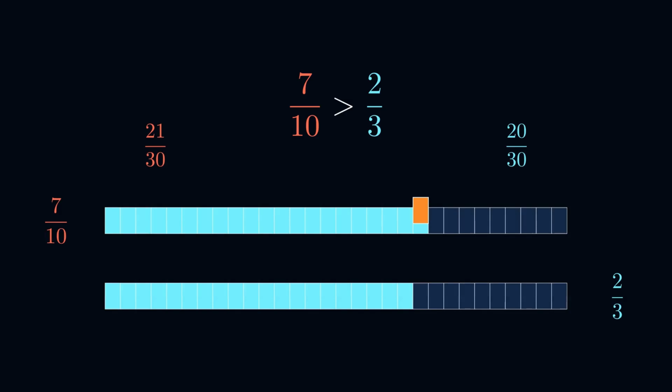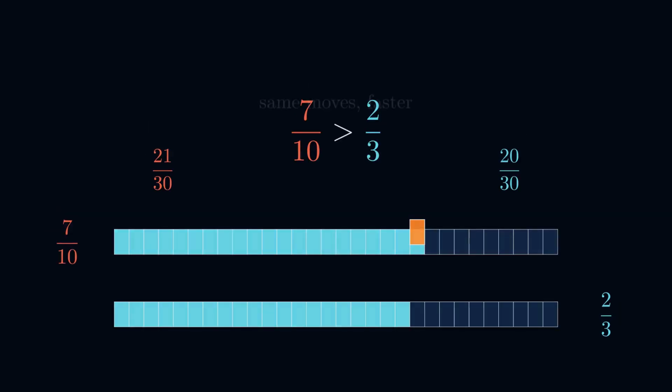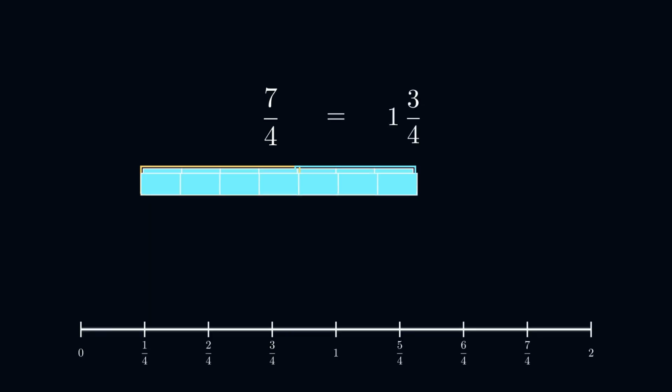Now the method becomes familiar. Now we meet a fraction larger than 1. 7/4. A quarter means 1 out of 4 equal parts, so 1 whole is 4/4. 7/4 means we have more than 1 whole. 4/4 make 1 whole. After that, 3/4 remain, so 7/4 is 1 3/4.